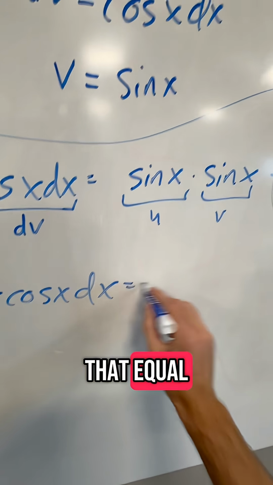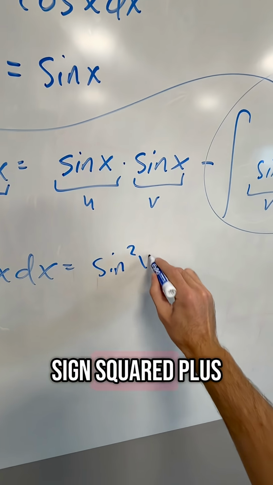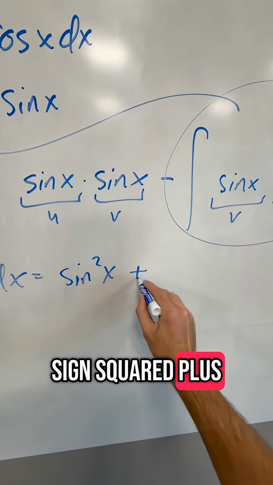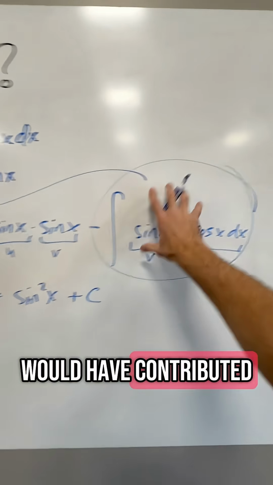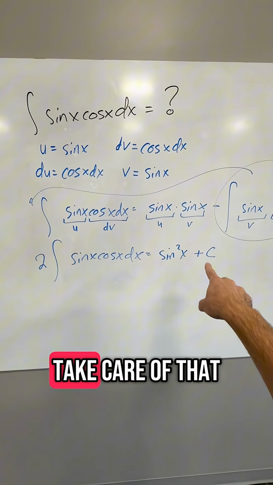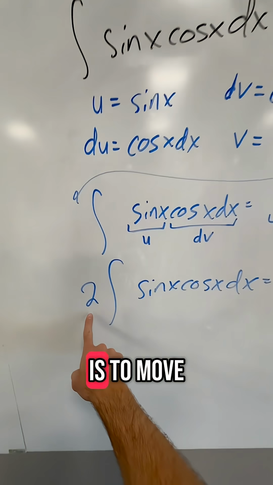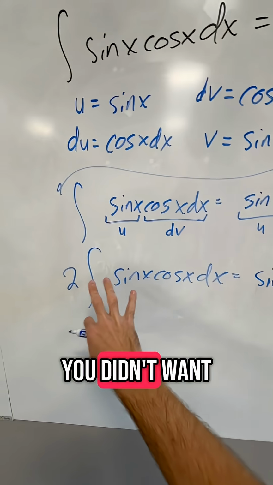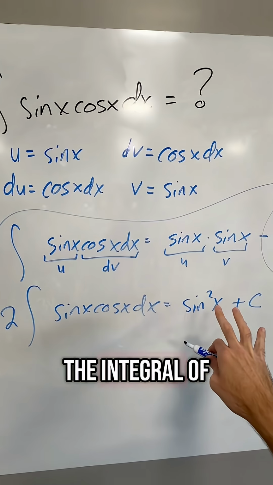And what would that equal? Well, that would be this expression, which is simply sine squared, plus, of course, some constant c, right? We were integrating. This integral would have contributed some other constant on this side, but since we moved it over, I need to take care of that plus c. Our final step, of course, is to move the 2 over. You didn't want to find integral of 2 times that thing. You just wanted the integral of sine cosine.